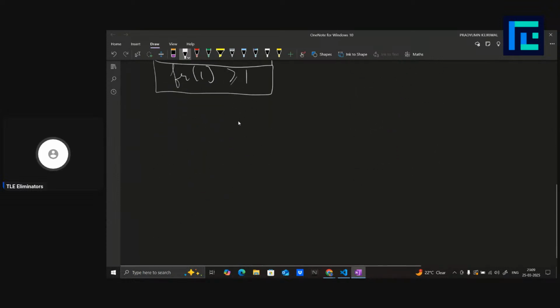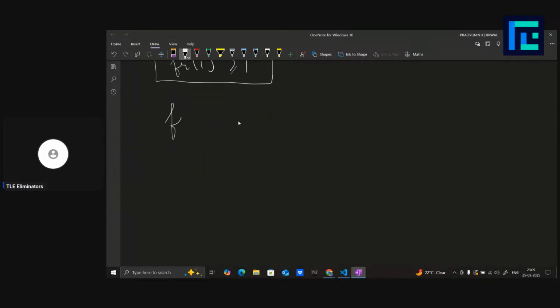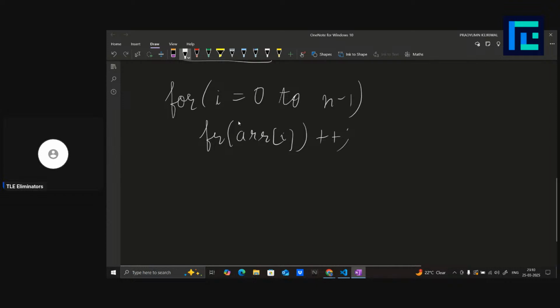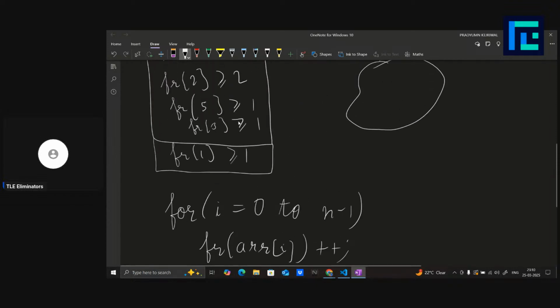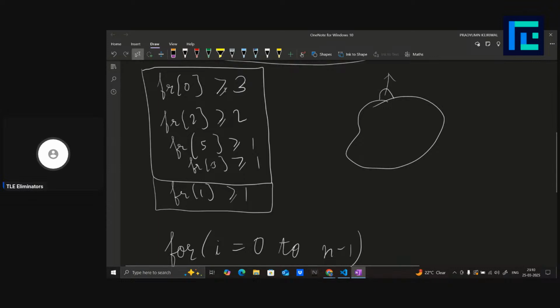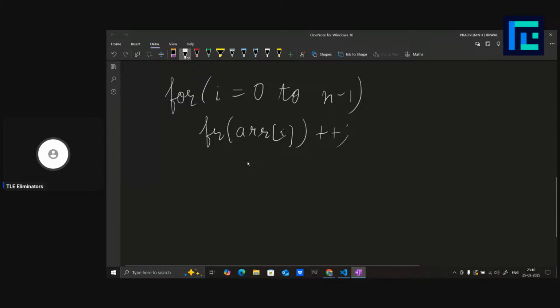So basically what you can do is just run a for loop for i equal to 0 to n minus 1. First of all, you increase the frequency of arr[i], so frequency of arr[i] plus plus, right? And then you just check for these 5 conditions. That is, the frequency of 0 greater than or equal to 3, the frequency of 2 greater than or equal to 2, and so on. All of these 5 conditions, you will put in an if statement.